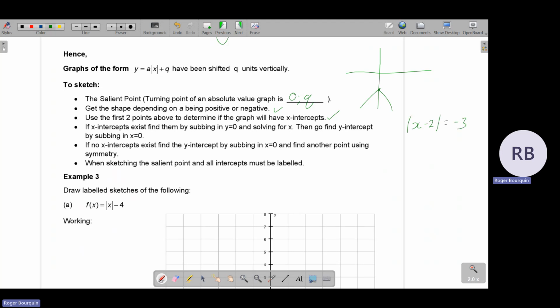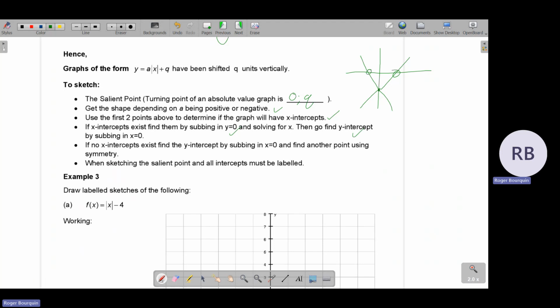So you could pick it up from there. But this is generally the way I fetch them. However, if this was the salient point and it was positive, then I would go find the x-intercepts. How would I find them? By subbing in y is equal to 0. Every absolute value has a y-intercept.